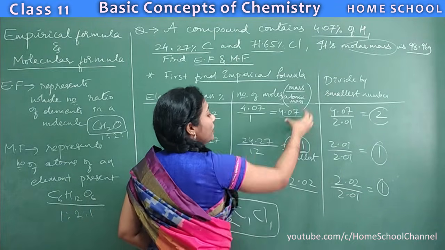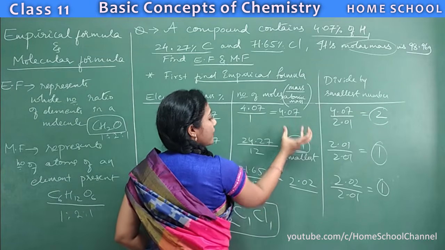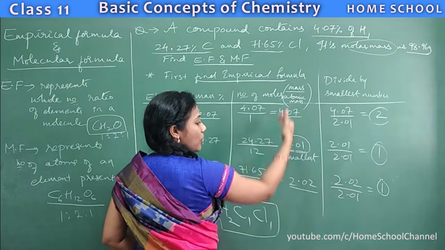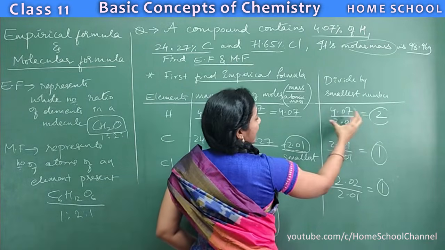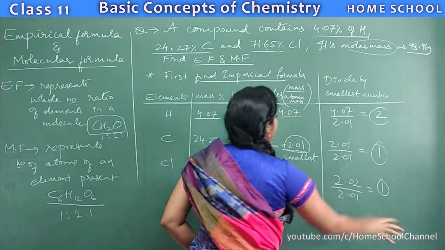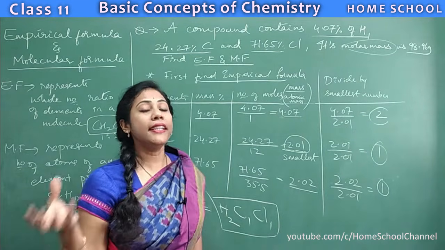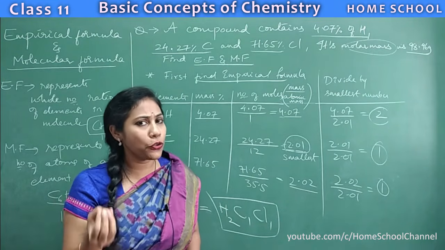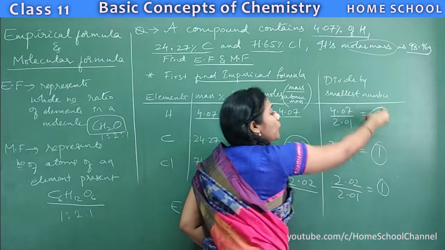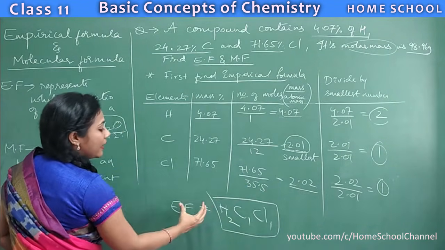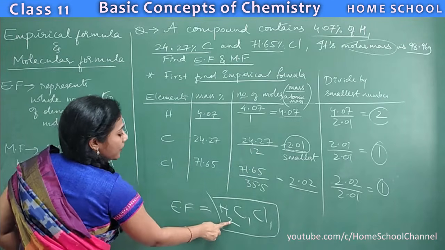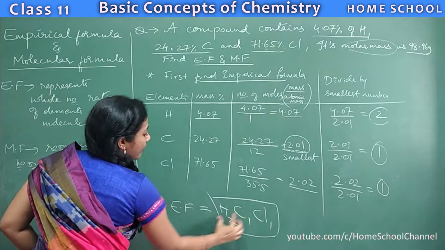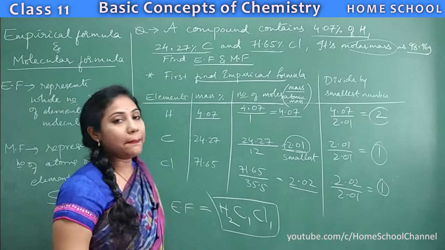And in the fourth column, divide with the smallest number. Whatever numbers you have got, divide them by the smallest number. Select the smallest one among the three, and divide with that. After dividing, you have to get a whole number. If you are not getting a whole number, then you have to multiply with a suitable digit. That I will show you in the next example. But some whole numbers you will get, and that only you write for the formula, right? Hydrogen, what is the number you got? 2. You wrote 2 here. Carbon, number you got? 1. Chlorine, number you got? 1. So the same thing, we wrote it as the empirical formula.